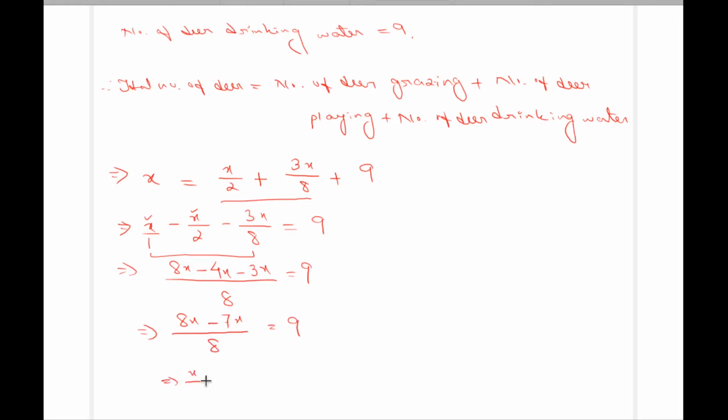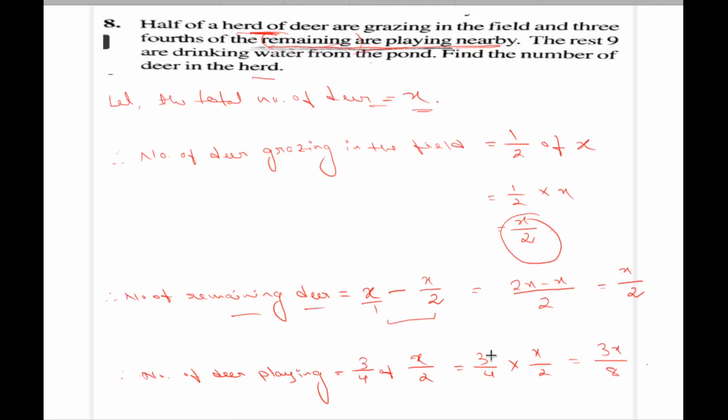Or x by 8 equals 9. This implies we can write x equals 8 multiplied by 9, which equals 72. So the value of x is 72, that means the total number of deer is equal to 72. Okay, I think we have got the answer.